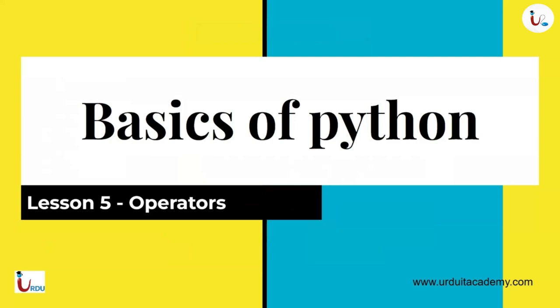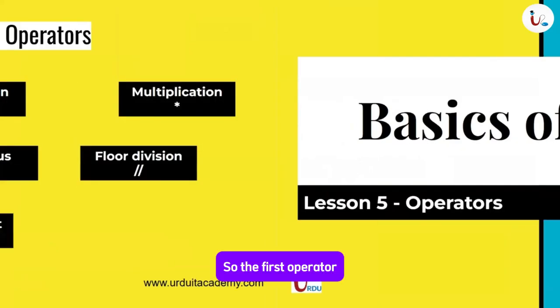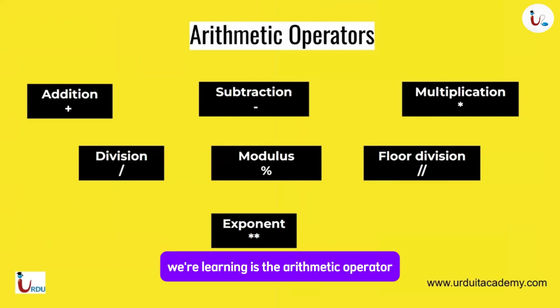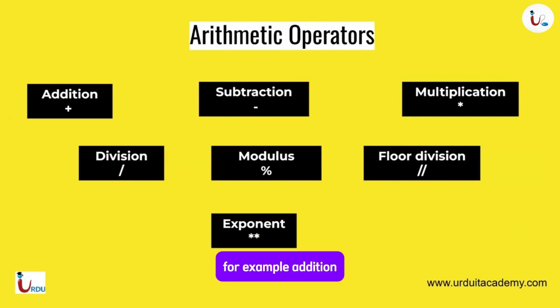Today we are going to discuss the different operators available in Python. Let's get started. The first operator we are learning is the arithmetical operator. Just like the name suggests, we use the arithmetical operator to do simple math calculations. For example, addition: if you want to add two numbers, we can use the plus operator, the addition operator.